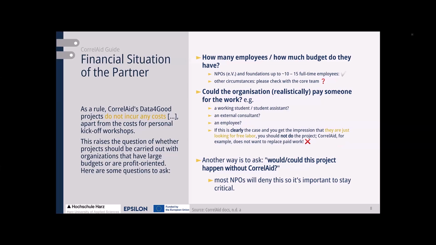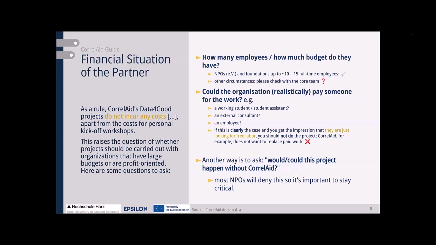As a rule, CorrelAid's Data for Good projects do not incur any costs, apart from the costs for personal kickoff workshops, for instance. It might be the case that the data scientists get invited for a kickoff workshop, and that the organization they are helping is paying the mobility costs and offering the workshop itself in their building, for instance.